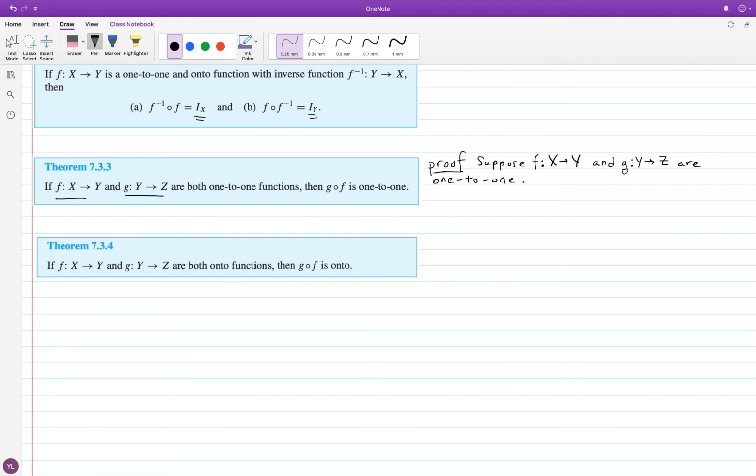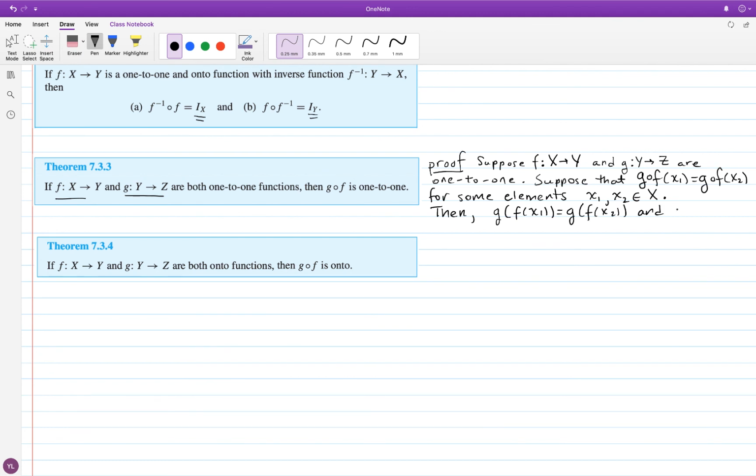You're supposed to suppose that two image elements are equal to each other and try and deduce that the domain elements that they came from are equal as well. So I start by supposing g composed with f of x1 is equal to g composed with f of x2, and I hope to make an argument that x1 equals x2. So x1 and x2 are supposed to be domain elements, and I notice that my assumption, by the definition of composition, the equation that I'm looking at is this. It's g of f of x1 equals g of f of x2.